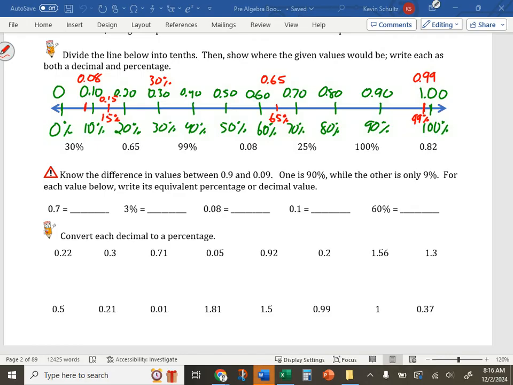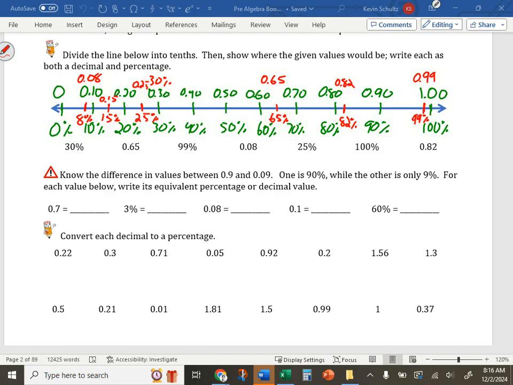8%. Okay, 8%. 25%, in between 20% and 30%. 0.25. Gets a little bit messy the more we put on here, but 100%, we already got that one written as well. And 0.82, between what two values? 0.82, Kayla. Right about there, right? 0.82, 82%.